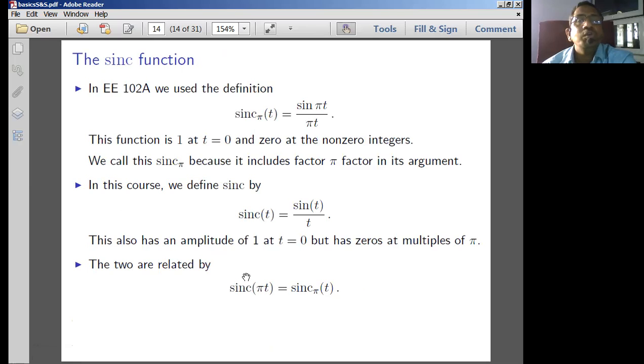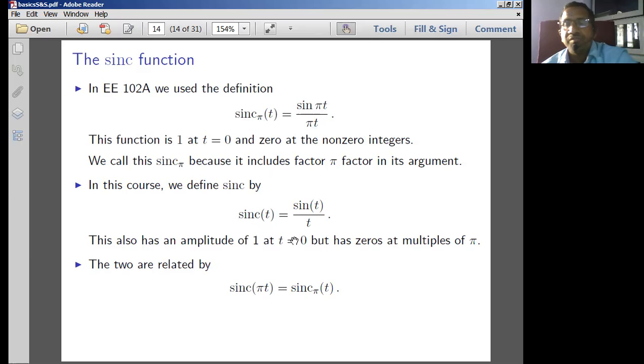The next one is going to be the sinc function. That is also a special function for us. So we have the representation of this particular function. Sinc of t, I can represent this as sine pi t by pi t. If pi is taken as 1, then I can write this as sine t by t.